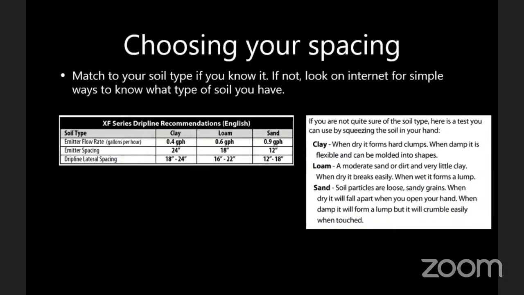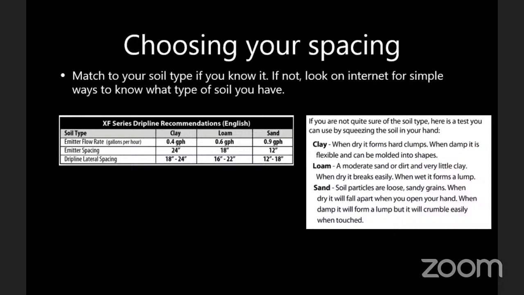The next thing we're going to talk about, something you need to understand for design, is that you're going to want to match the product that you buy, at least in terms of the emitter rate. You will be able to buy the same product. For example, here is a clip from the specifications for the Rainbird brand XF series drip line. And we'll talk about drip line purchase options.